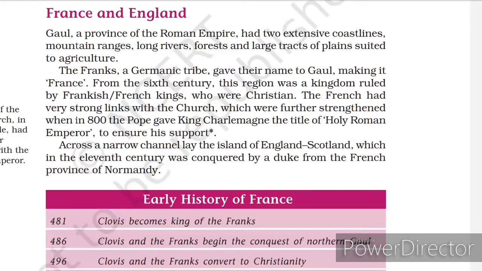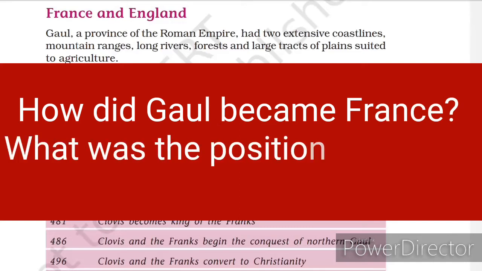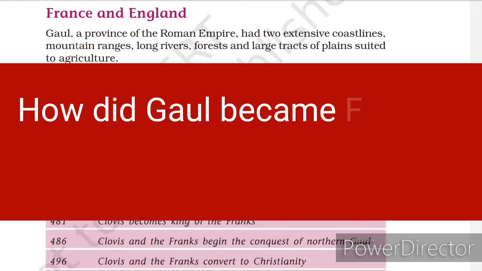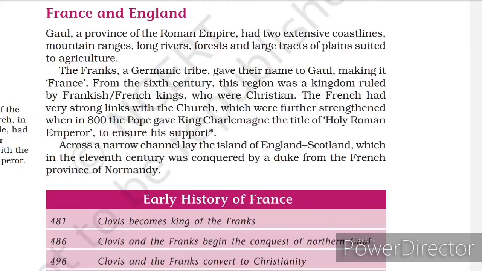So we reach the second part of the chapter, that is the second topic, France and England. Under this you write down a question: how did Gaul become France? What was the position of France by the 11th century? Now when I say Gaul, you can see the first word in the paragraph is given as Gaul. What is this Gaul?